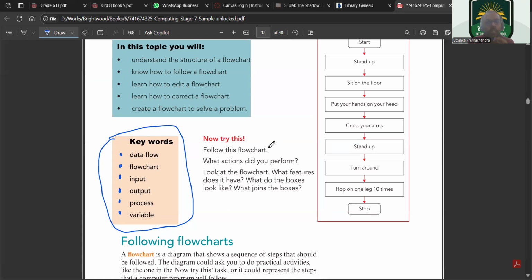So please write them down. Quickly write. I think you already finished this one. I wanted to start with you and I will share some lectures with you. Yes, write down the keywords: data flow, flow chart, input, output, process, and variables.